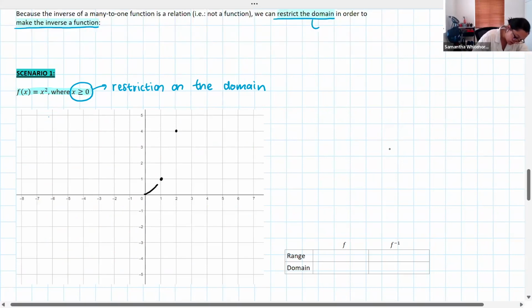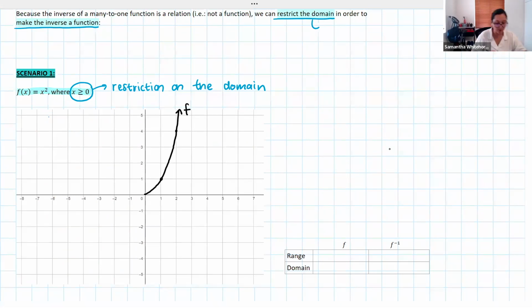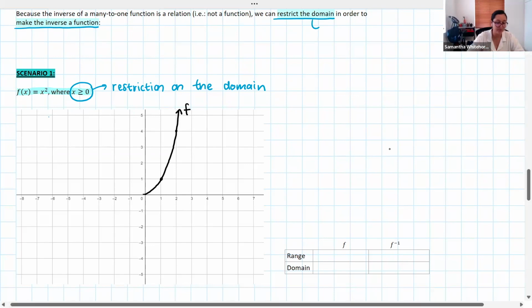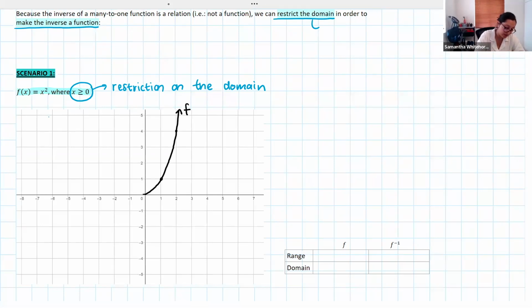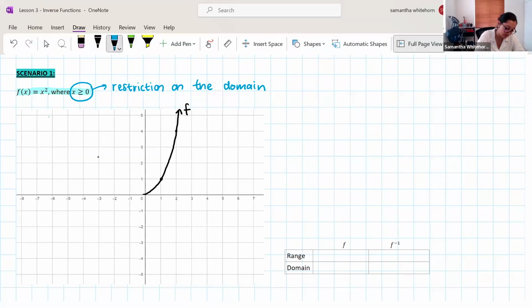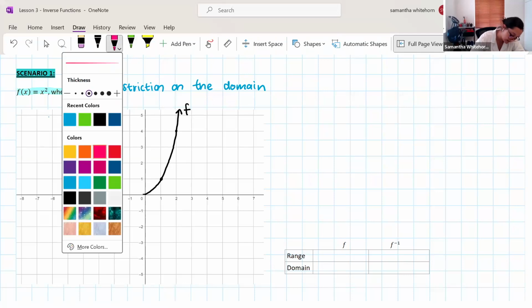So we're only considering this half of my parabola. So this is the graph of f that I'm considering. Yes, there absolutely is this other arm over here, but I don't care about it because I only care about where x is greater than or equal to 0. So there's my function. I now want to find the inverse. Now remember, this is over the line y equals x.